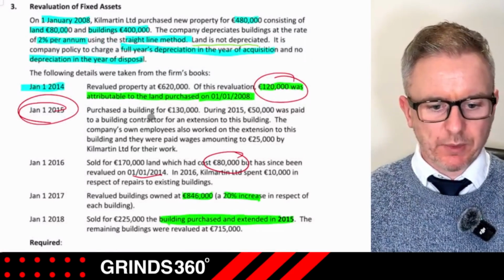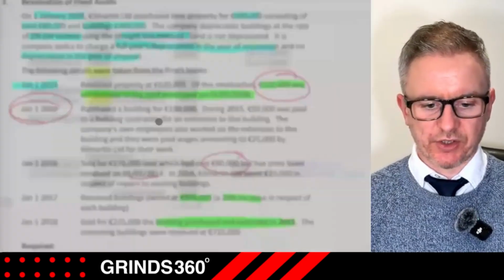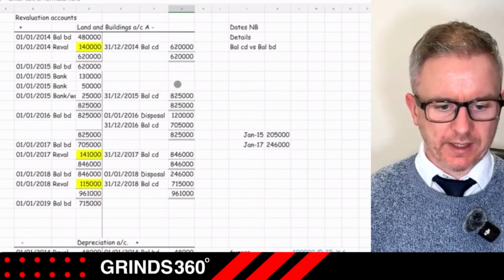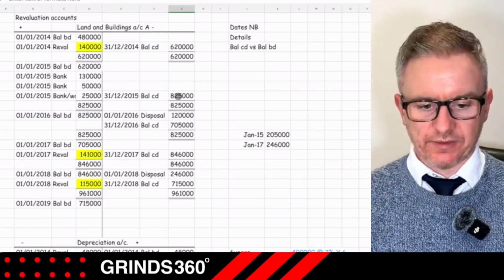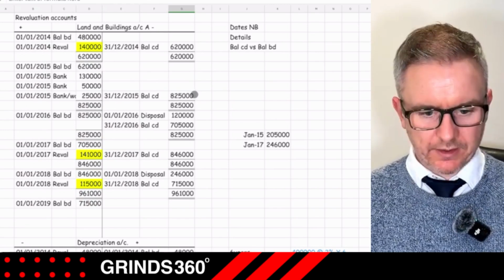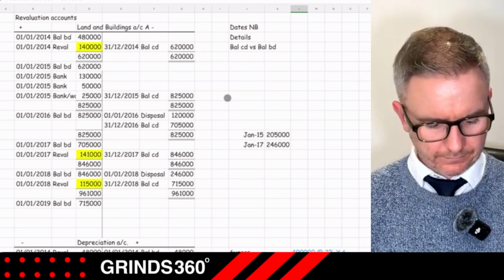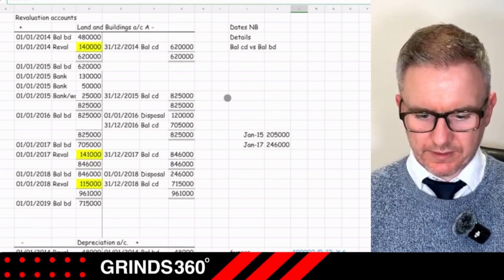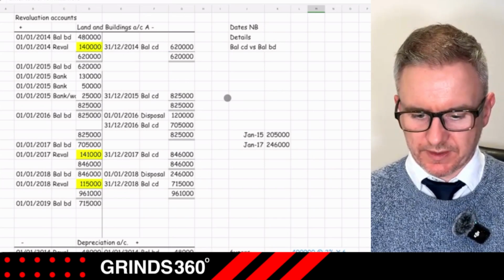Okay, so you get into 2015, then you need to go back to your question and check what happened in 2015. You purchased a new building for 130. So that's obviously going to change your depreciation charge for the year. So go back and check, what are the buildings coming in at the end of 2015? So your buildings and your land, don't forget, it's all coming in at 825,000. The land is still in there. So again, we're going to go back and say, right, 825,000 minus the 120,000. You need to know what the correct amount is to depreciate.